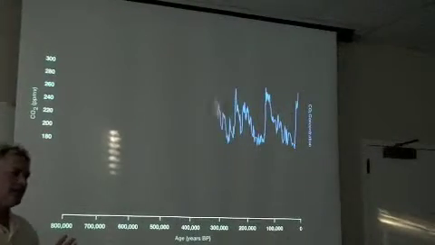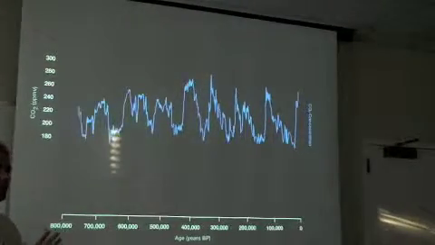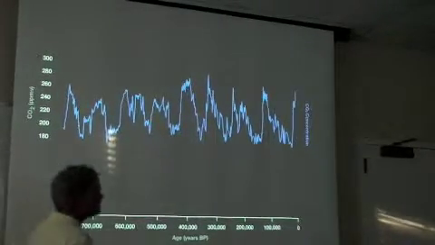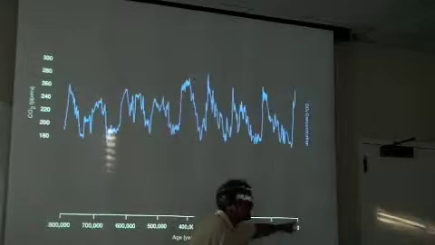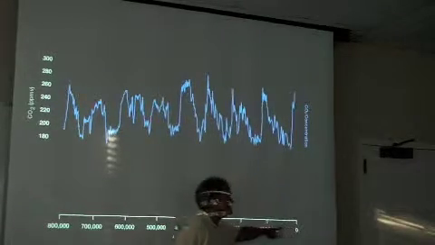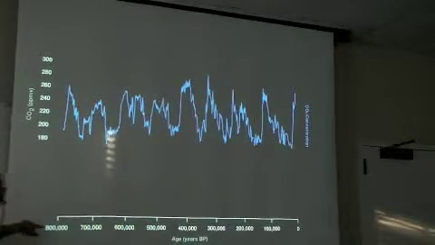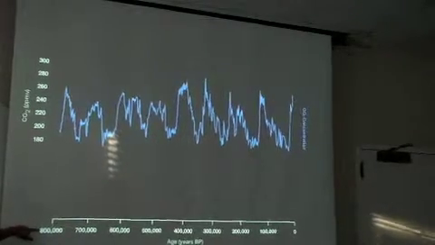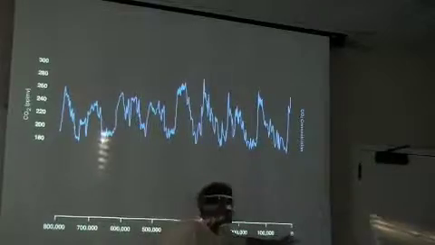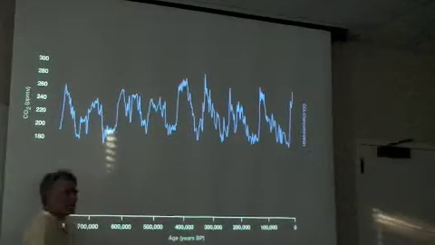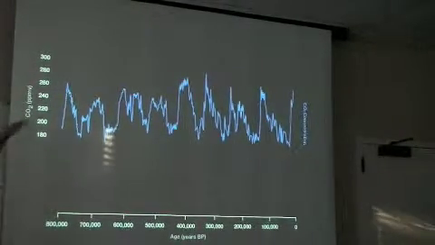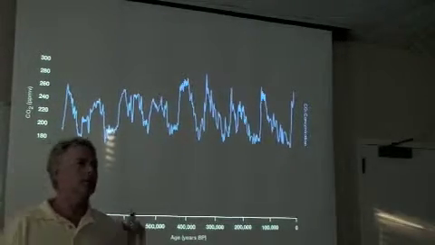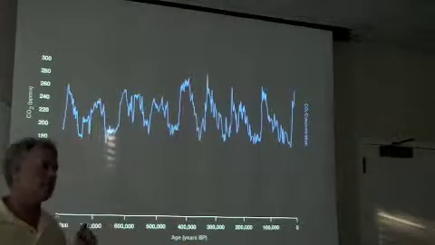Now this is a complicated slide, but just hang with me, okay? It's not really as complicated as it looks. So across the bottom is time. 0 is the present. We're going back. This number here is 800,000 years ago. So today, 800,000 years back in time. The vertical axis is the concentration of CO2 in the atmosphere for the last 800,000 years, basically.